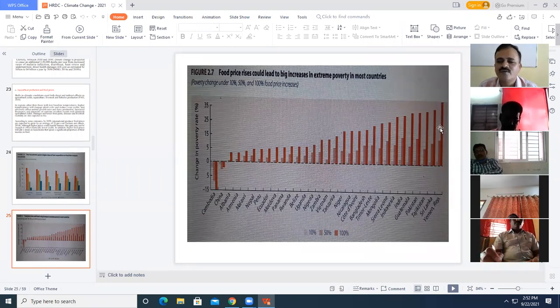And the dark red one represents the case where food prices are expected to increase by 100%. For example, in Yemen Republic, the extreme poverty increases by 35% just because of the increase in food prices. So this is the importance of the food price increase and its effect on the standard of living, and that is the poverty finally.